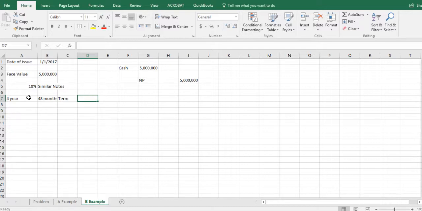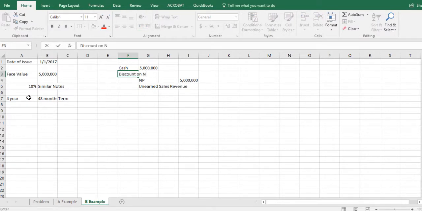Because we have made that agreement to sell them furniture at less than market, it's determined to be unearned sales revenue. Now, your unearned sales revenue will be your offset for your discount on notes payable. We will go back to my friend here, and we are looking for 4 years and 10%. If I recall correctly. Yes, and that's 0.68301.